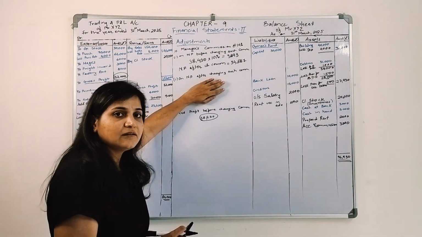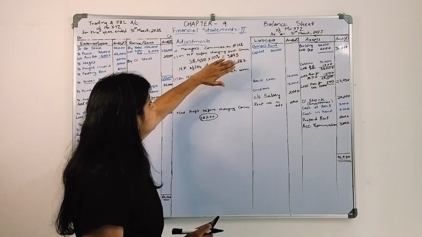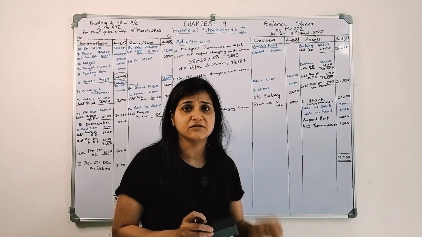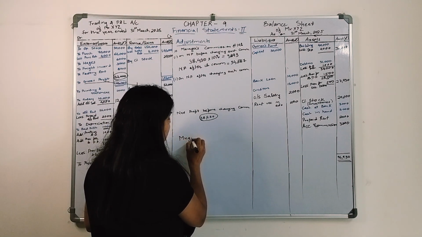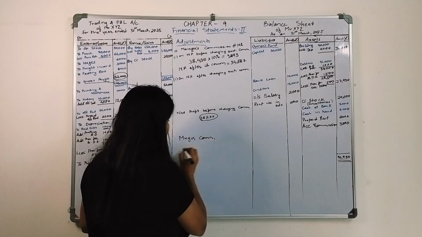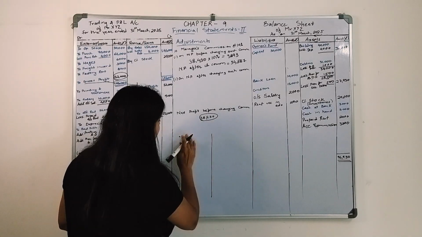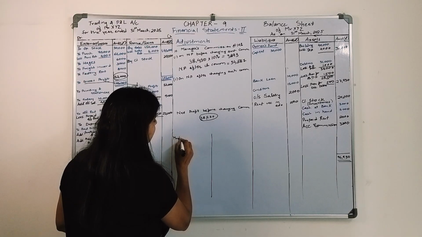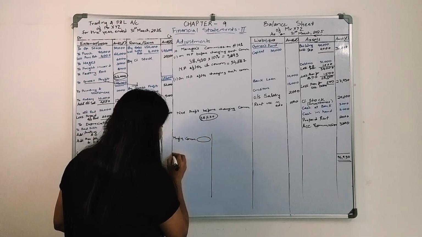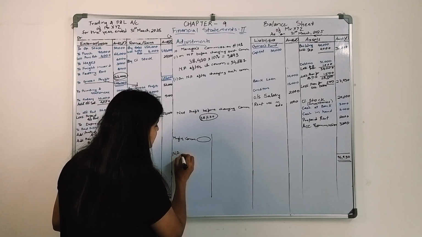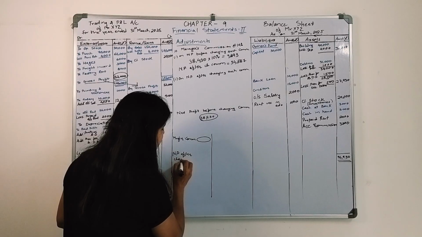But in the second point, we have to give manager's commission at 10% on net profit after charging such commission. Let's say this is the manager's commission. Okay, sorry, let's divide it. Manager's commission, we will charge this commission, and then on what are we supposed to charge? Net profit after charging this commission.